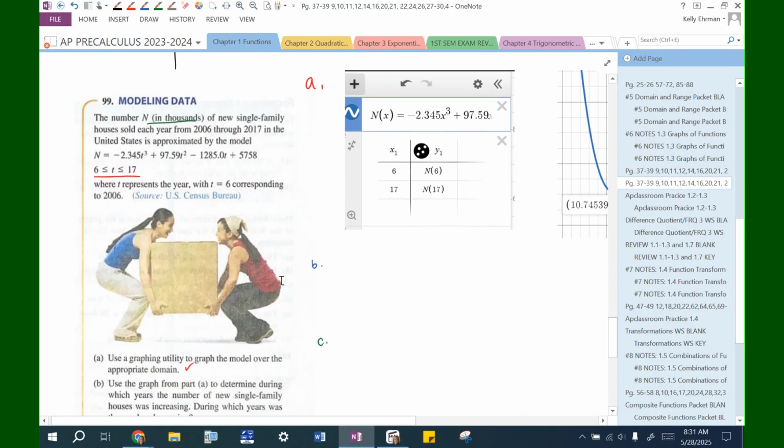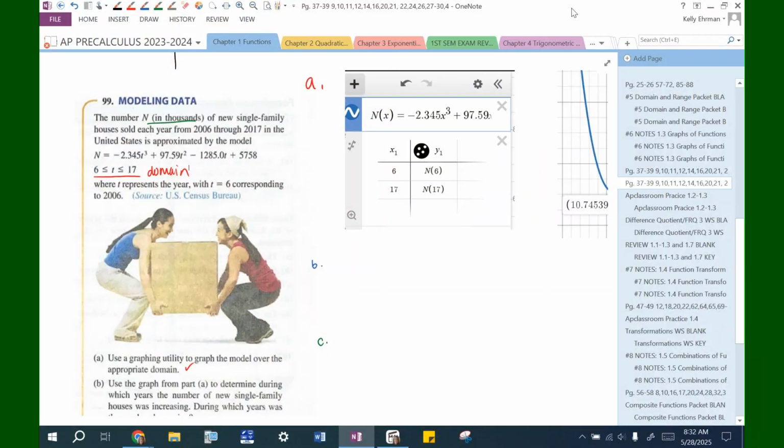All right. And then let's take a look at this. So modeling data. The number in thousands of new single family houses sold each year from 2006 to 2017 in the US is approximated by this model. Domain is 6 to 17. So that gives you a nice little domain to work with. I've got screenshots of what I did, but I want to do this in real time. So for part A, it says use a graphing utility to graph the model over the appropriate domain.